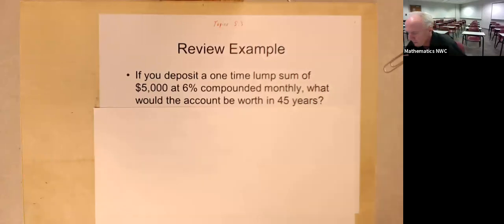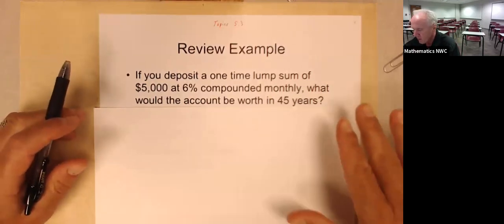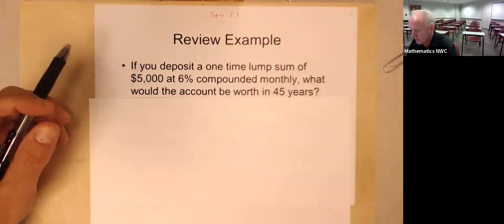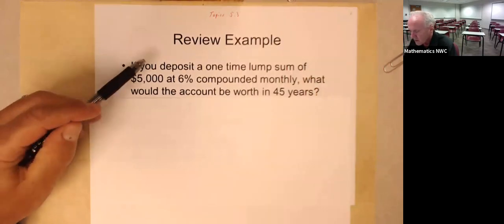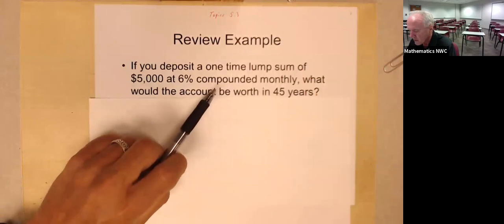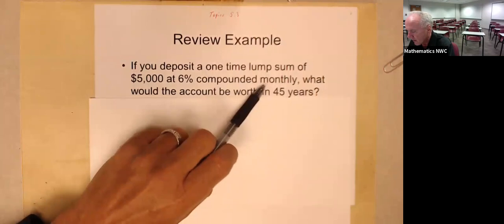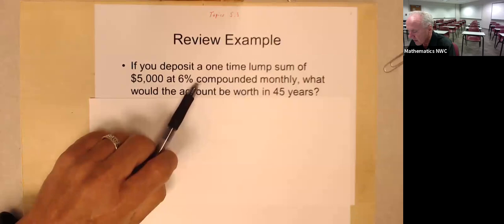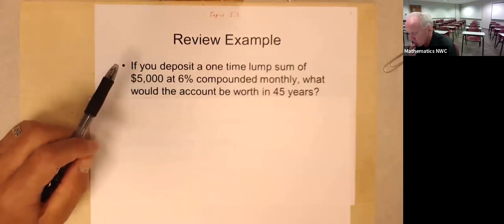Hello, class. I would like to review one example from section 5.2 that we covered last time. The reason I would like to review it is it'll show up in some of our work here today. This was in reference to interest compounded over a particular time period. Here we're compounded monthly, which means 12 times a year we would be calculating the monthly interest on this 5,000, and we would do that for 45 years.